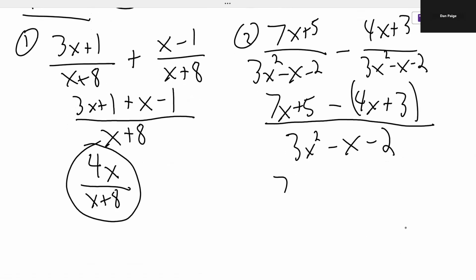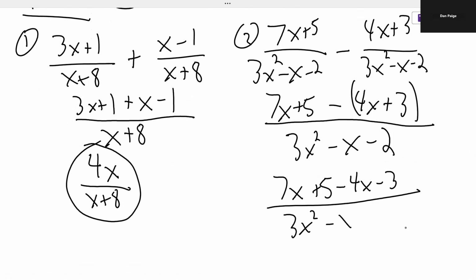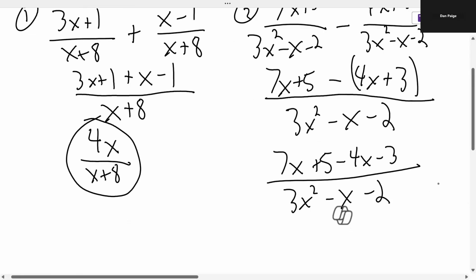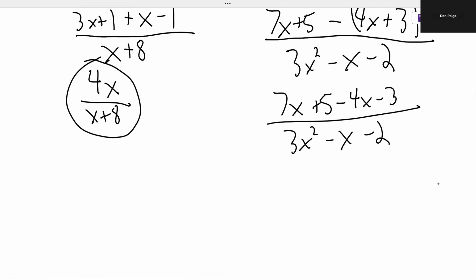All right. 7x plus 5 minus 4x minus 3, because we just distributed it. There we go. Now, combine the terms. 7x minus 4x is 3x. 5 minus 3 is 2.